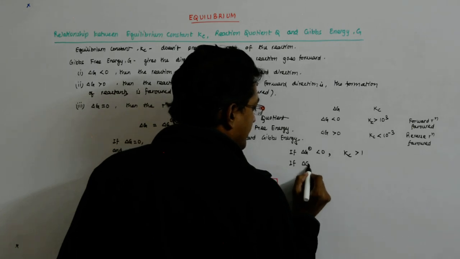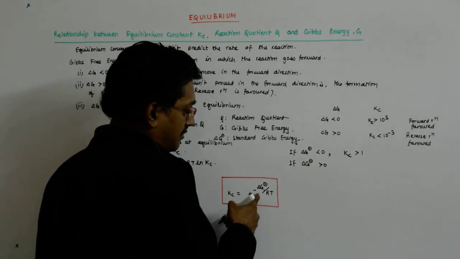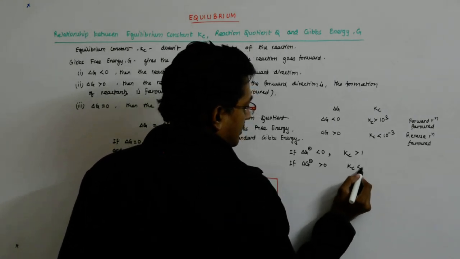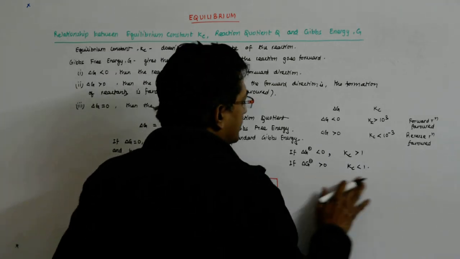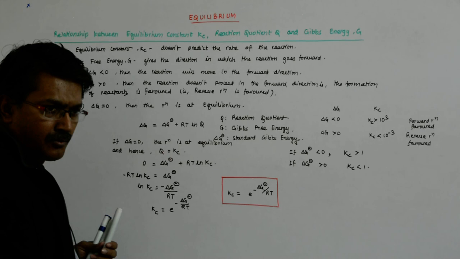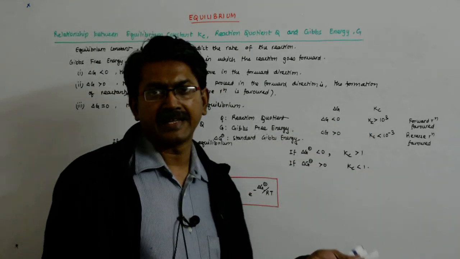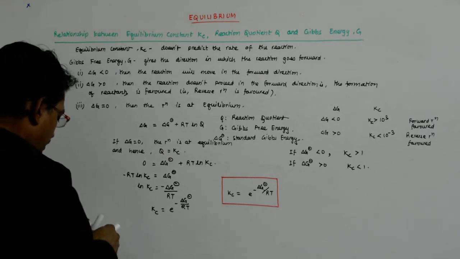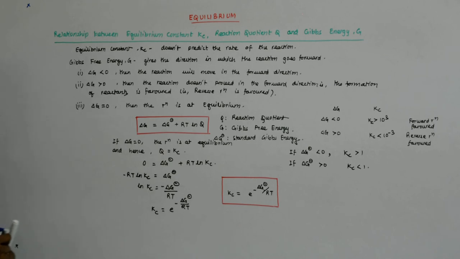If delta G naught is greater than zero, then the exponent is negative, it goes to the denominator, and Kc becomes smaller than one. So they are indeed related. What we were predicting in the beginning, that these values lead to the same thing, they should be related, and they are related through this equation. This equation you should be conversant about.